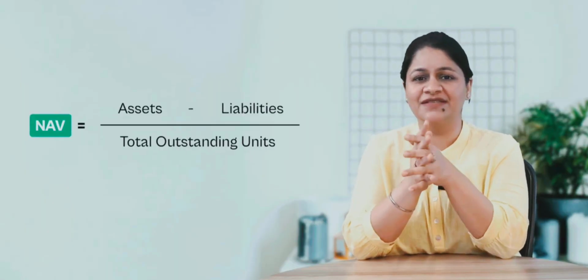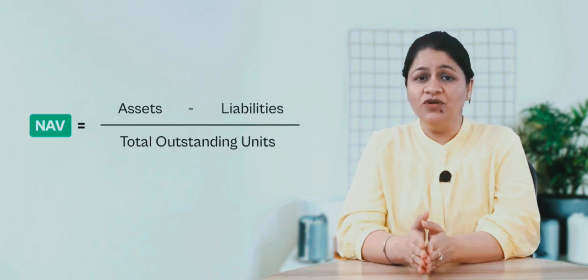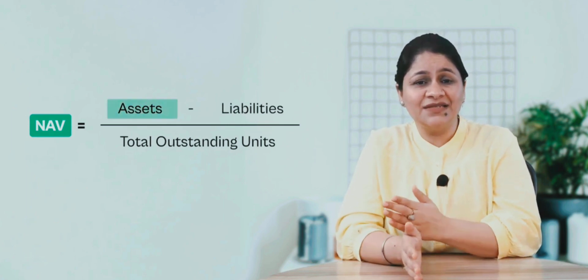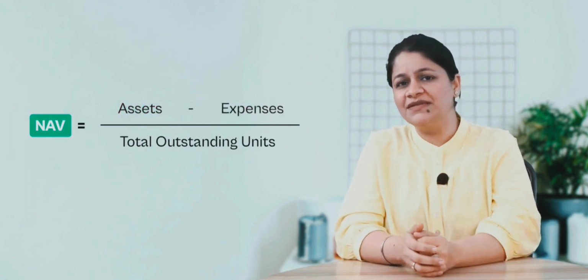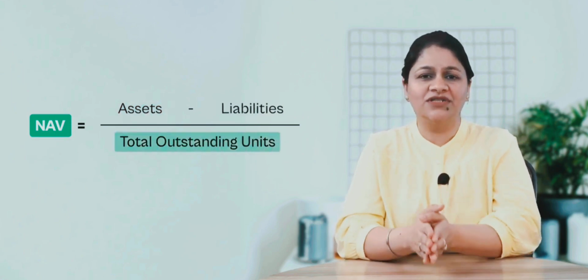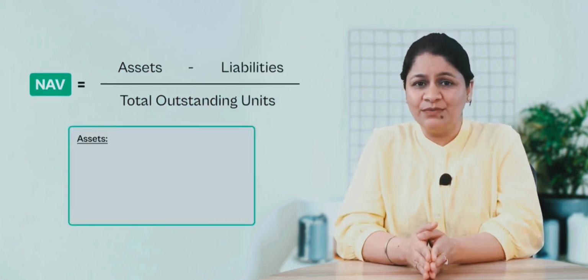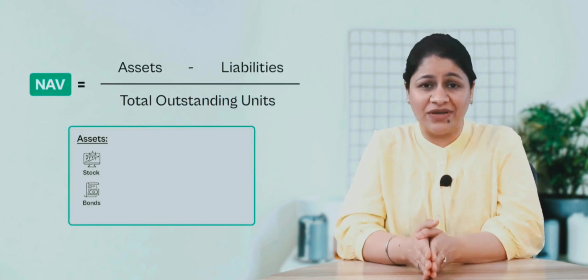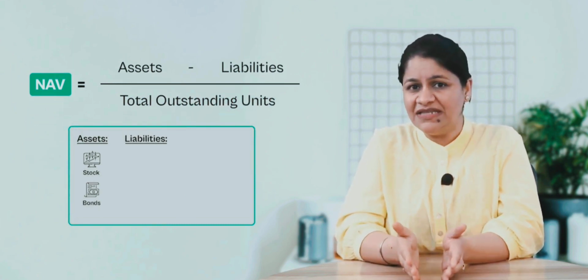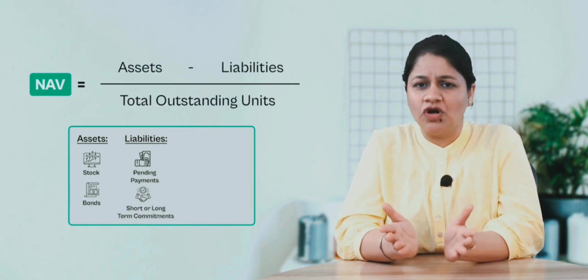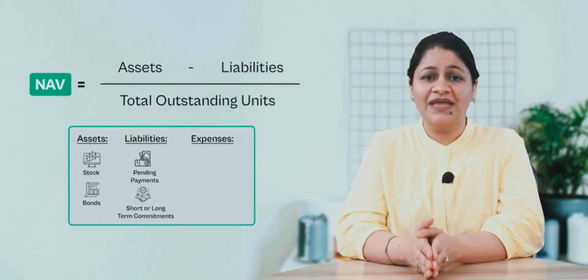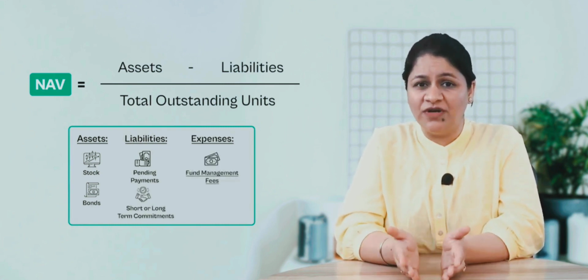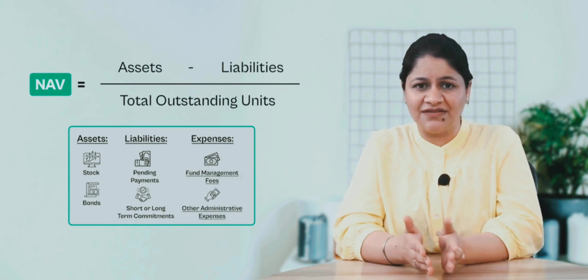You can see the NAV calculation formula on your screens. So, NAV of a mutual fund is equal to assets minus liabilities or expenses divided by the total outstanding units, where assets means the securities like stocks, bonds where the mutual fund has invested. Liabilities here means pending payments or any short or long-term commitments. Expenses include fund management fees, other administrative expenses.